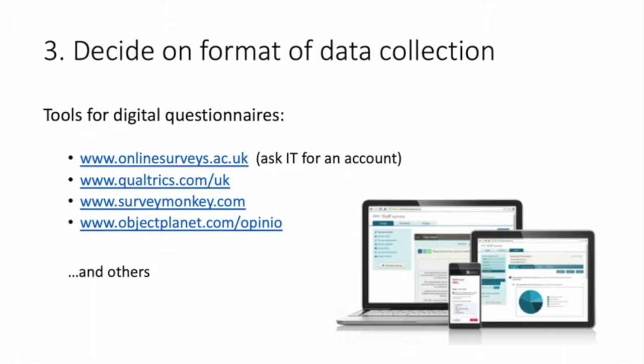There are several tools that you can use. Northumbria has access to online surveys, and in order to get an account for it, you need to email IT services and ask to be granted access to it so that you can collect data through that system. There are other services that are free or have a premium paid for option, such as Qualtrics, SurveyMonkey, or Opinio. Of course, there's all sorts of others, so you might want to investigate, depending on the features and the format that you're planning to collect, which is the best tool for your needs.